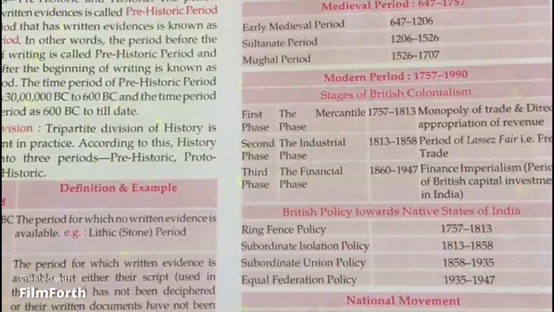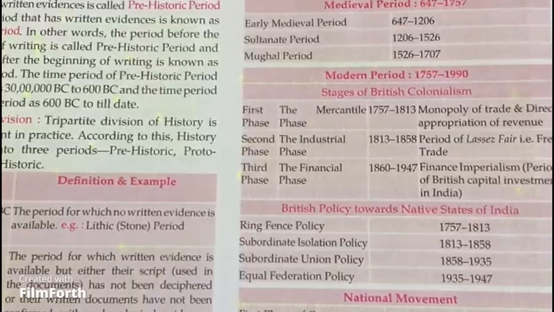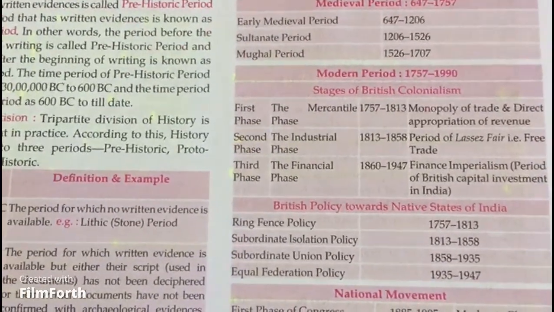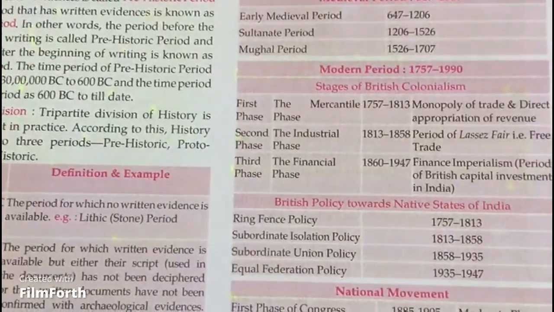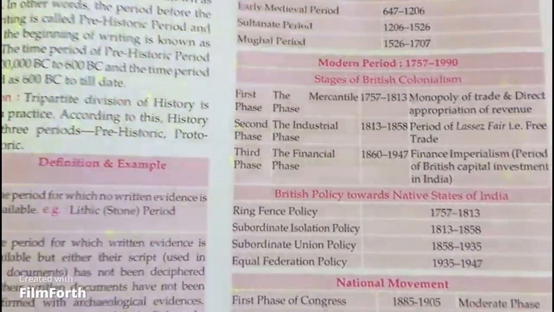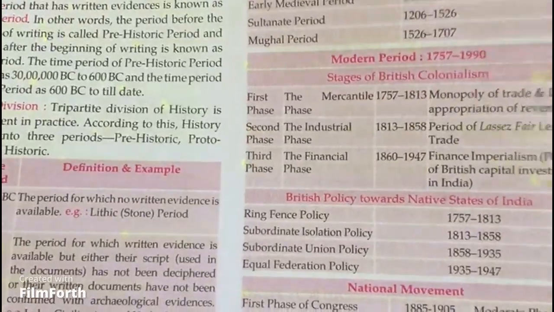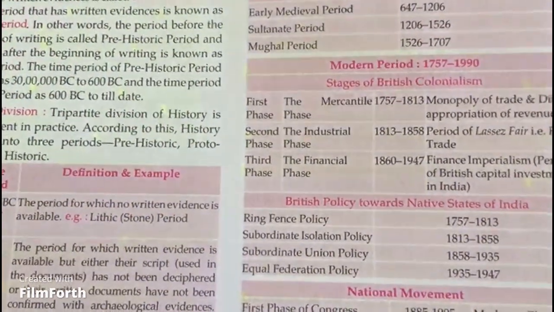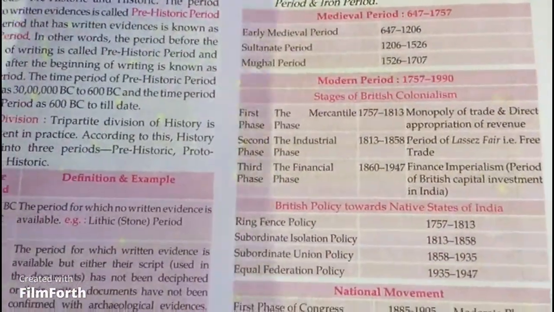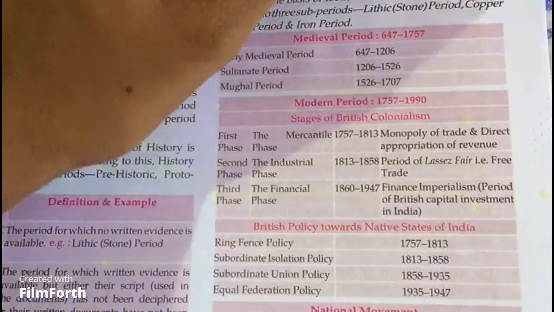Whereas the modern period is about 1757 to 1990. This modern period is also divided into stages of British colonialism. First phase, the mercantile phase, 1757 to 1830. Monopoly of trade and direct appropriation of revenue.